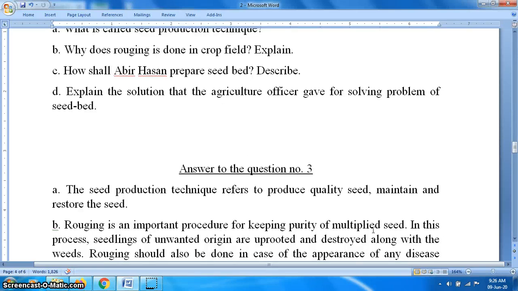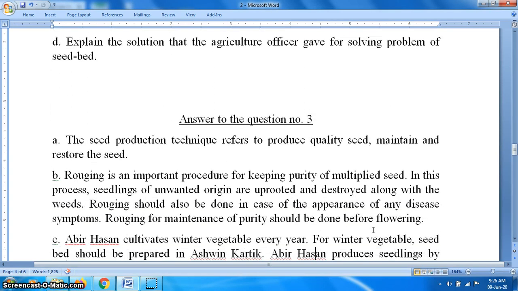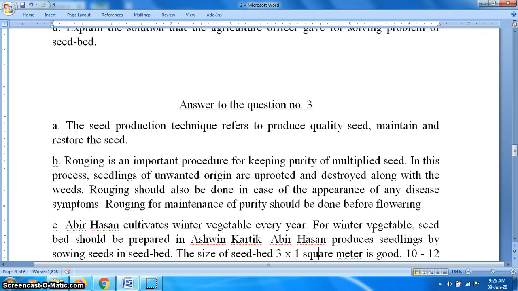Question B. Why is rogueing done in a crop field? Explain. Rogueing is an important procedure for keeping purity of multiplied seed. In this process, seedlings of unwanted origin are uprooted and destroyed along with the weeds. Rogueing should also be done in case of the appearance of any disease symptoms. Rogueing for maintenance of purity should be done before flowering.